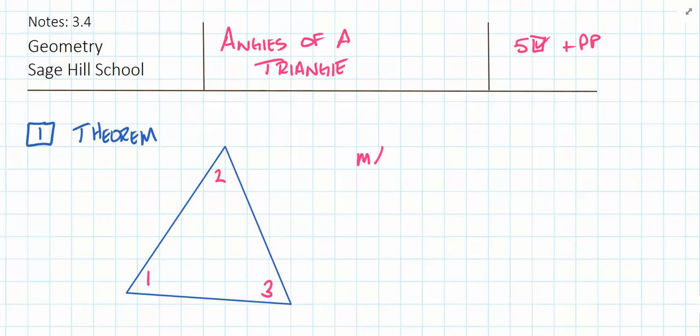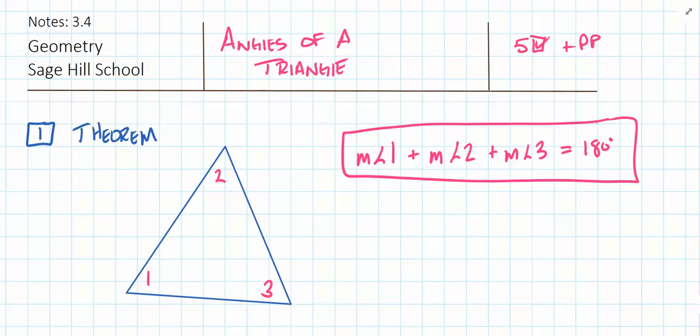The measure of angle 1 plus the measure of angle 2 plus the measure of angle 3. Take a guess as to what that has to add up to. Yes, you got it. 180 degrees. We cannot make this any more special than it already is. This is the most important theorem about triangles you could possibly want to think of. The sum of the measures of the interior angles of a triangle has to add up to 180 degrees.